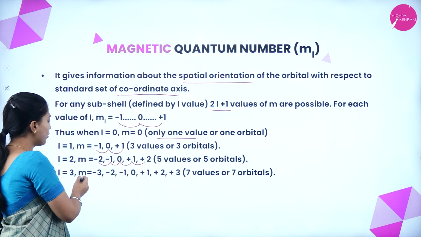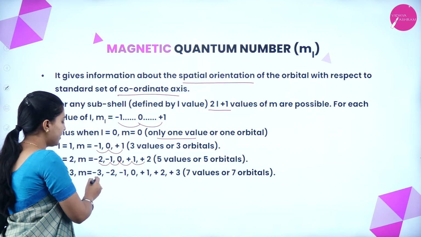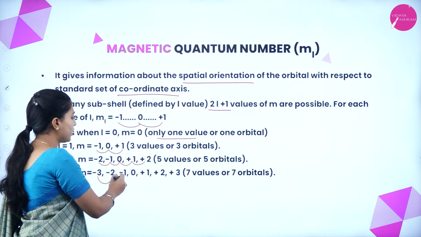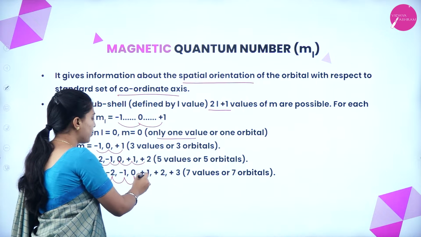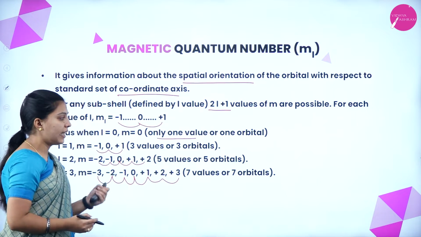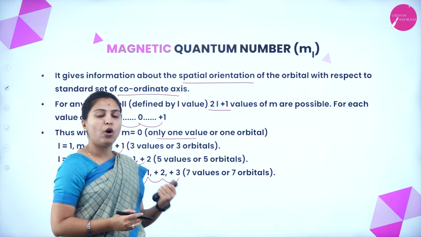Similarly, when L equals 3, M will be minus 3, minus 2, minus 1, 0, plus 1, plus 2, plus 3. Overall 7 values, that is 7 orbitals.